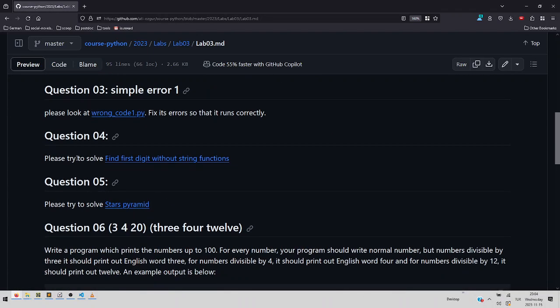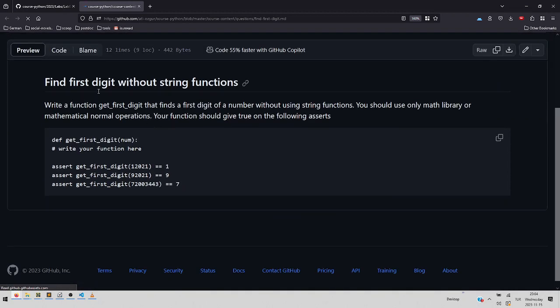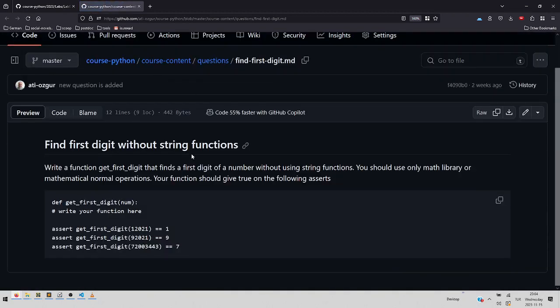Okay, if you look at it, please try to find the first digit without string functions. Okay, what is this question? Let's see. Find first digit without string functions. Write a function, get first digit, that finds the first digit of a number without string functions. You should use only the math library or normal mathematical operations. Your function should give true on the following asserts.